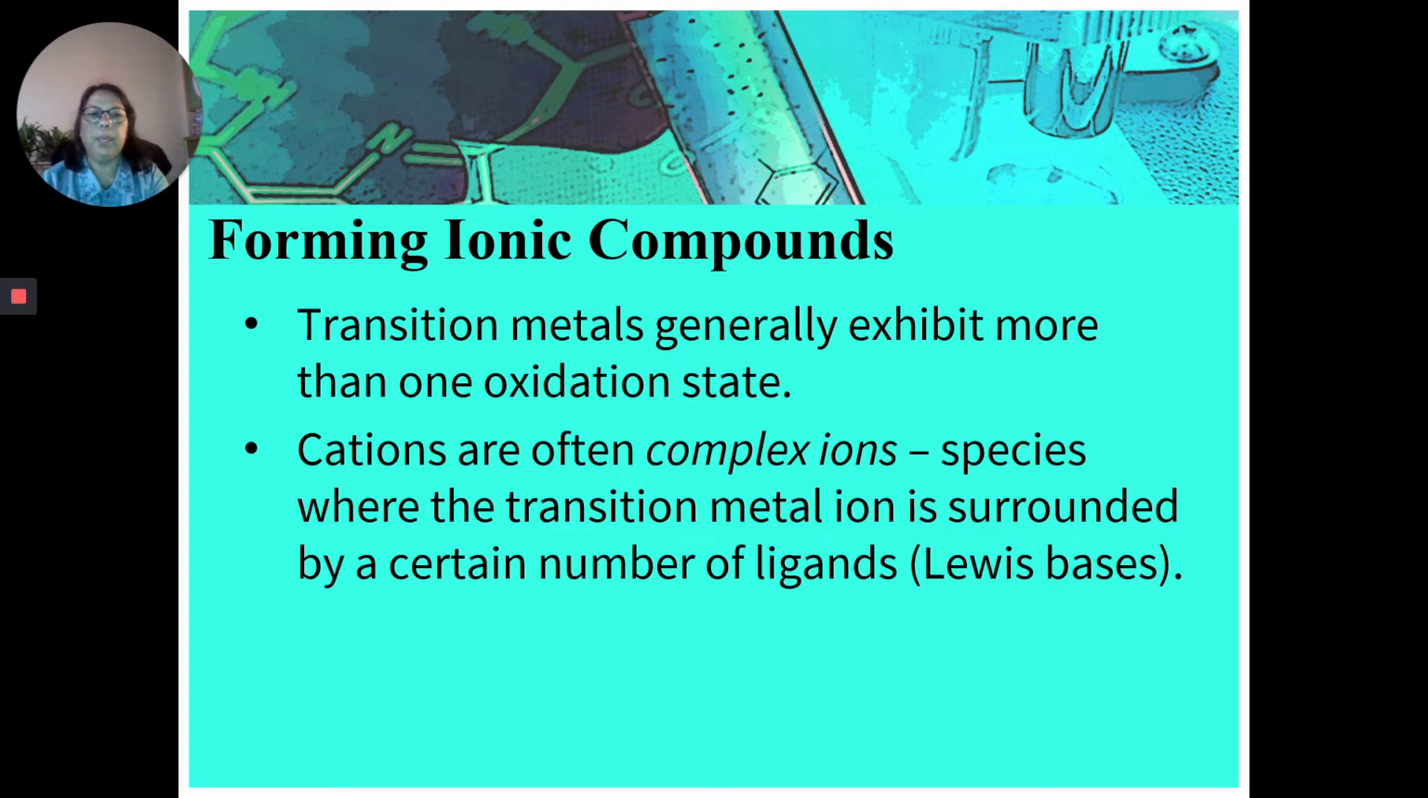Cations are often complex ion species where the transition metal is surrounded by a certain number of ligands. Please recall your Lewis concepts that you have taken when you were in your elementary days or grade school days. So you might be so familiar with your Lewis formula.